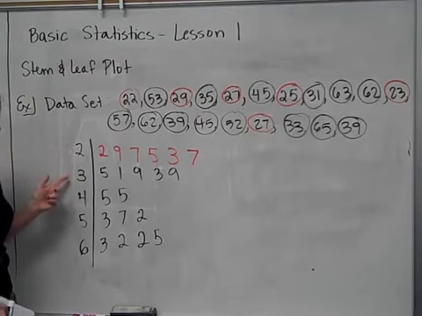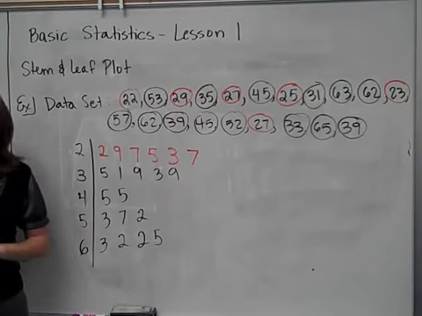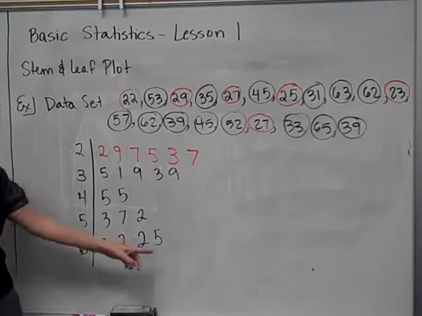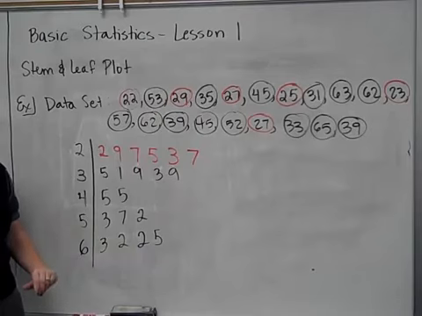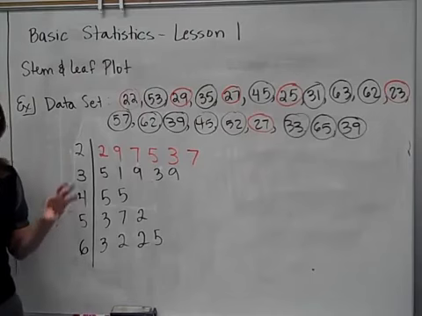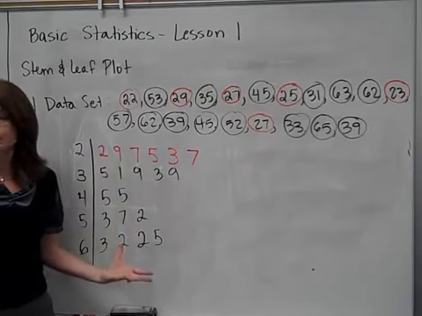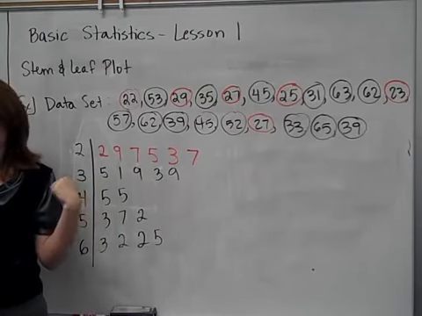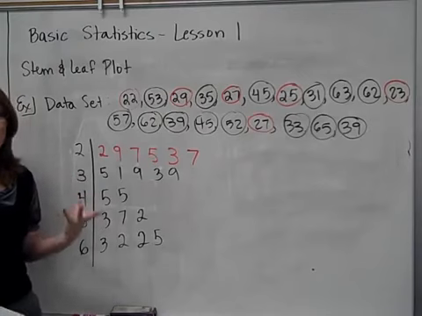Oh, the 30s. Okay. What was the highest age? 65. What was the lowest age? 22. Now, not only can you tell where more of the data is and where less of the data is, you can also tell what the data is. Okay, what each value would represent.